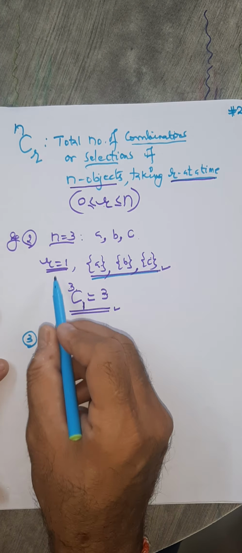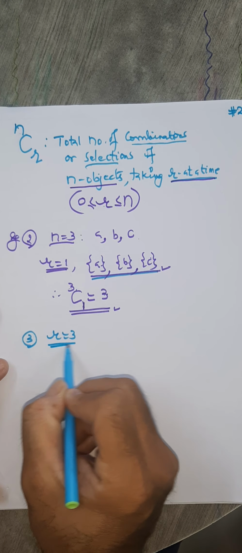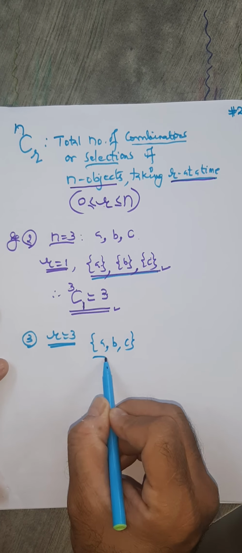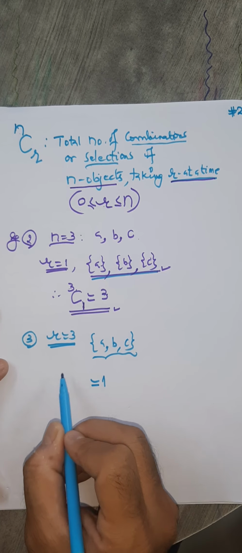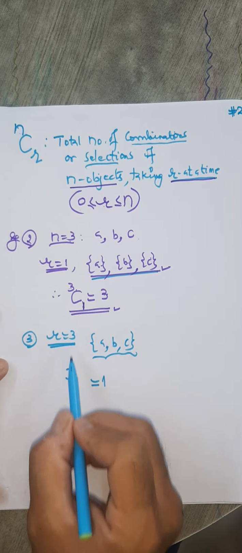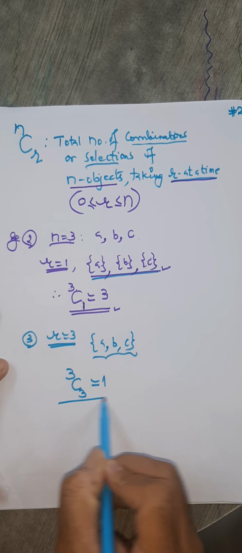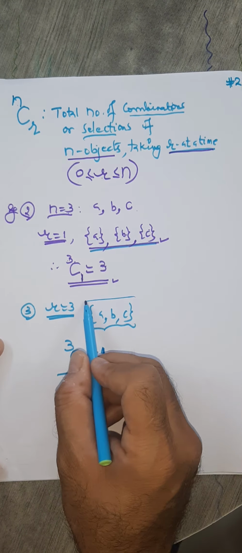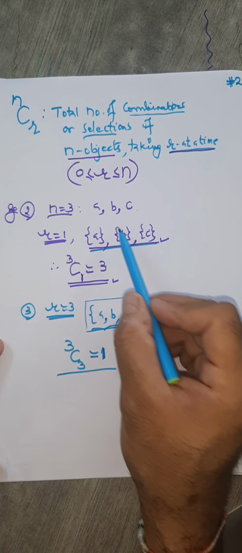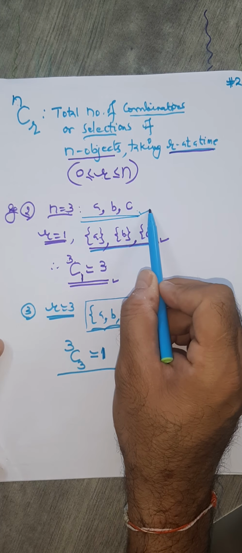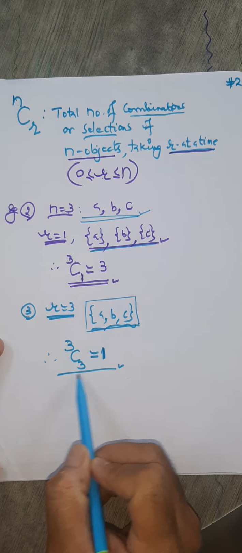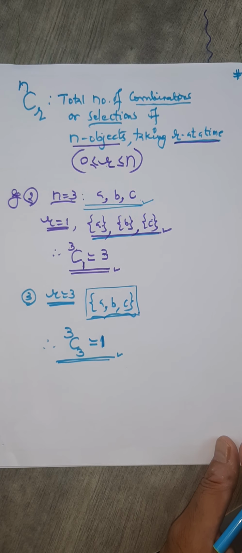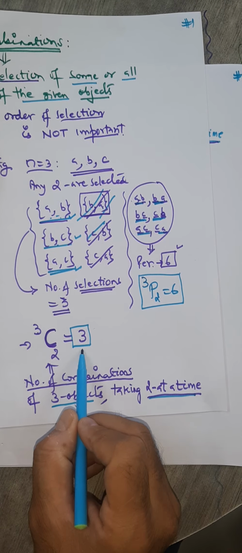If I take, suppose here r equals 3, that is, I'm taking all 3 at a time. So take all A, B, C. How many selections could you find? Just one. Out of the 3 objects taking all at a time, 3C3 is 1. This is the only selection that can be made out of the given 3 objects. So 3C3 is 1, remember. And 3C2 I already explained in the previous slide. So 3C2 is just 3.